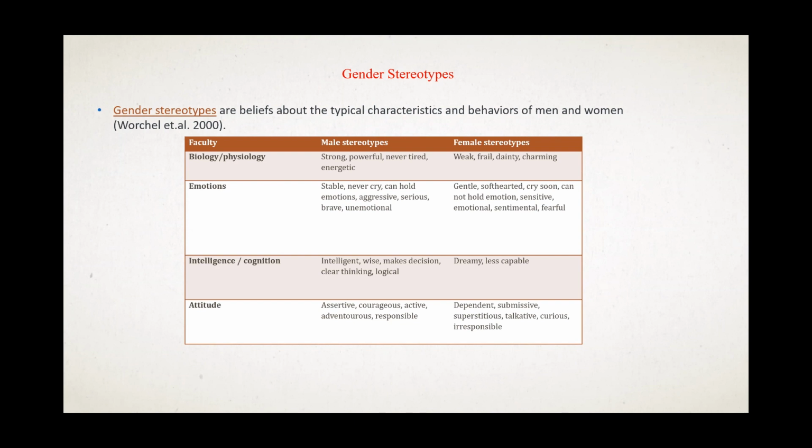Men are often viewed as strong and powerful, whereas women are viewed as weak. In terms of emotions as well, men are viewed as stable and aggressive, whereas women are gentle-hearted and cry very easily. When it comes to intelligence, women are viewed as dreamy and less capable, whereas men are viewed as intelligent. When it comes to attitude, men are considered assertive and courageous, whilst women are considered dependent or submissive.